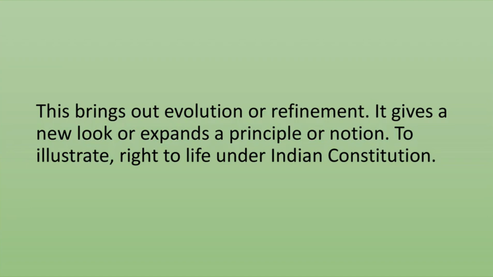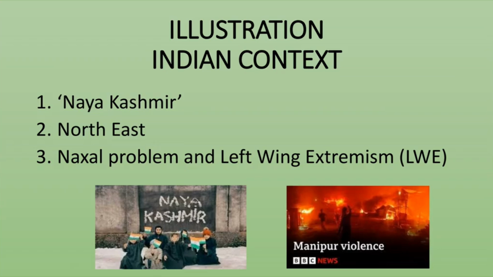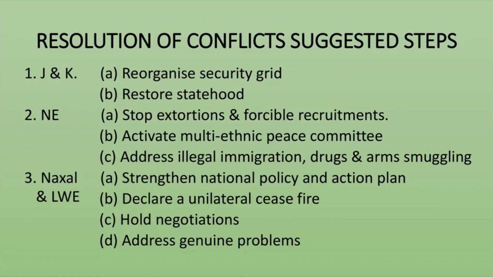Moving on, in the cases of asymmetrical warfare, three typical areas in India, in our context, are Naya Kashmir, then Northeast, and the Naxal problem connected to left-wing extremism. Now, how can these be dealt with? So far as J&K is concerned, there's a need to reorganize the security grid, and the statehood that was disturbed after abrogation of Article 370 needs to be restored. Similarly, in Northeast, the extortions and forcible recruitments have to be stopped.